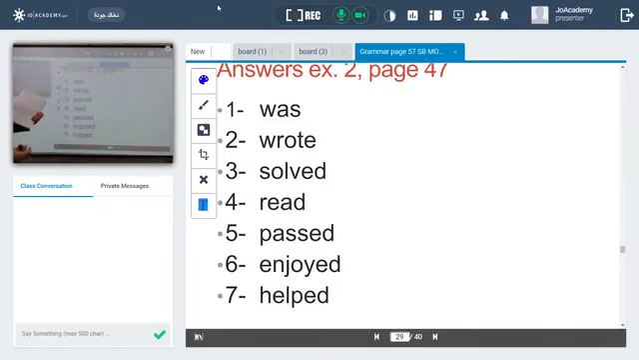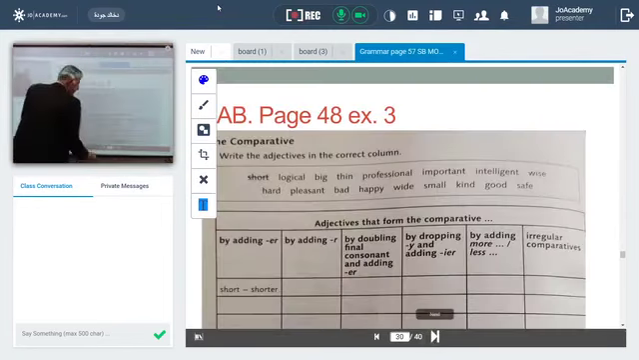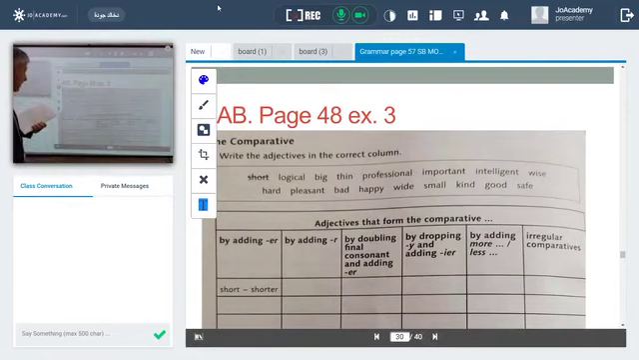And here we have a table, and we need to fill this table with the right word or the right adjective. Write the adjective in the correct column. Comparative, we know comparative, comparing between two things or two people. So here we are comparing between two things or two people.